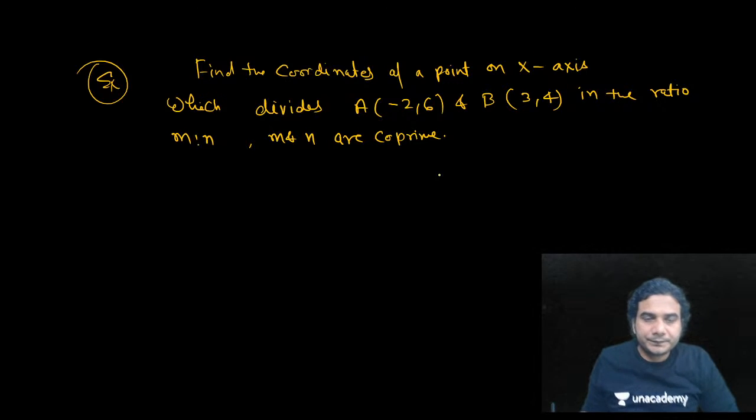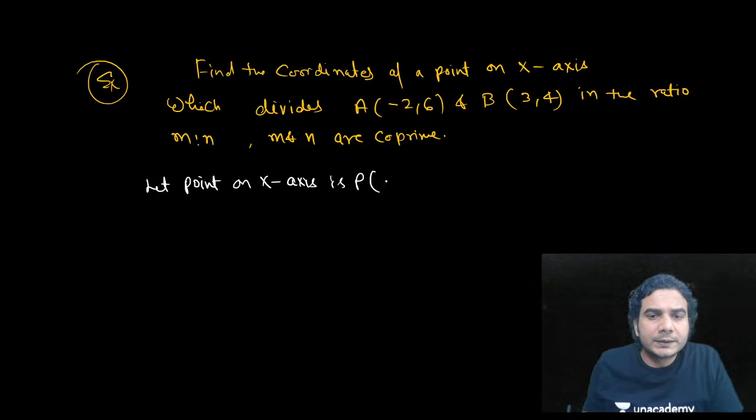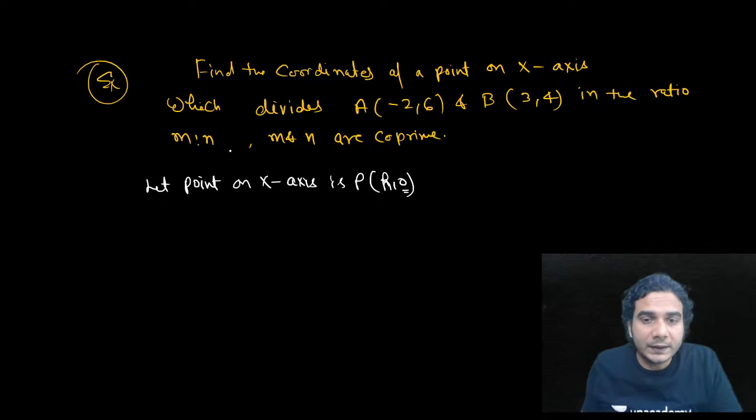All right, so now let me solve it. So let the point on x-axis be P, say h comma 0, right? So we already know the y coordinate. If you know any one of the coordinates of the point which is dividing A and B in some ratio, which is not given actually, we can find that ratio as well as this point. So we know y coordinate which is 0, and the ratio is m is to n.